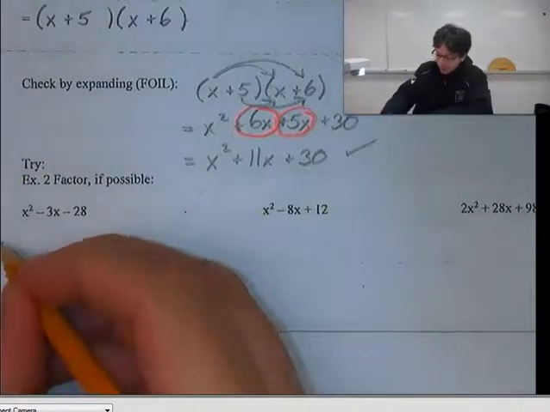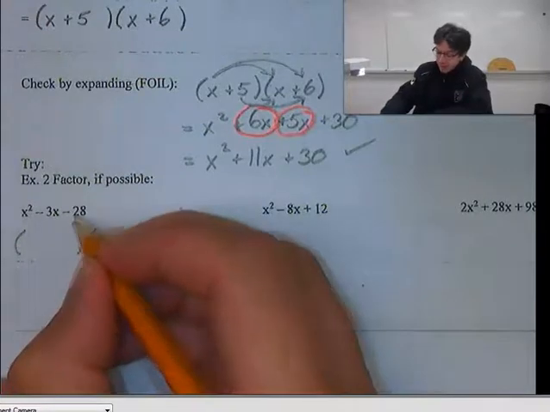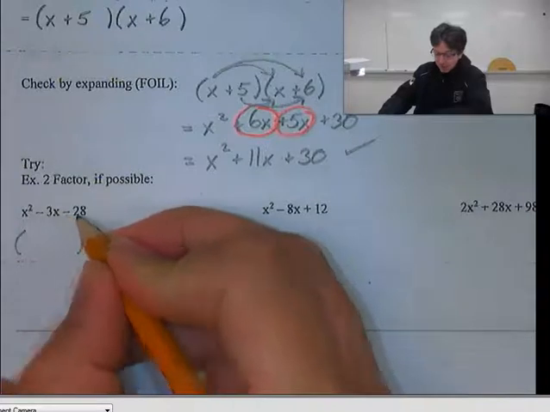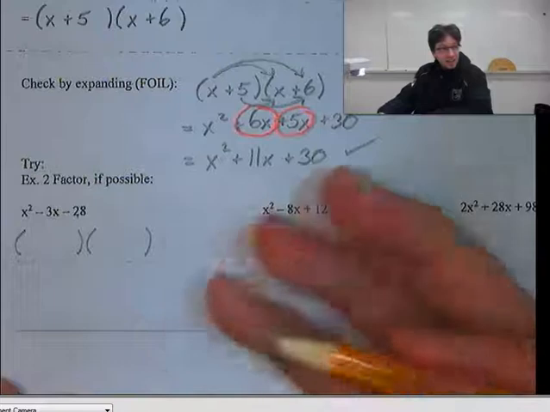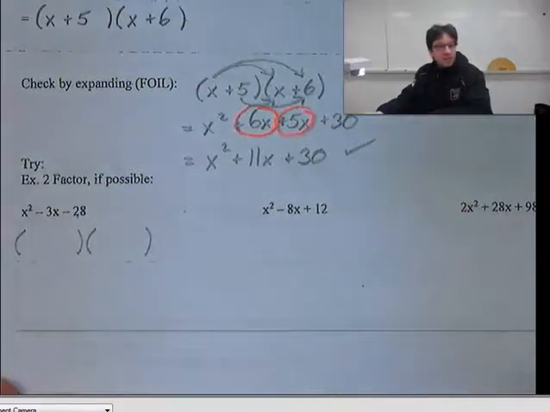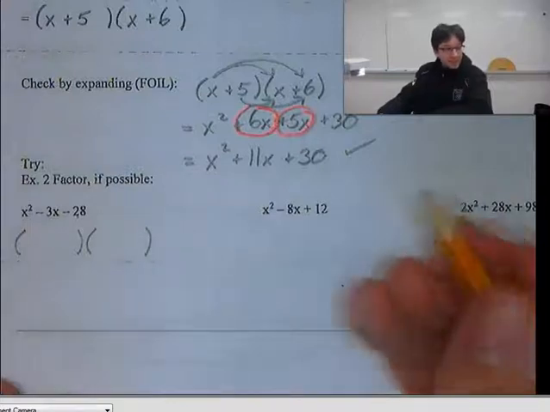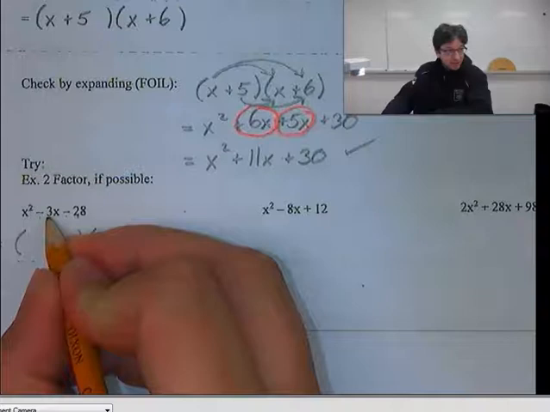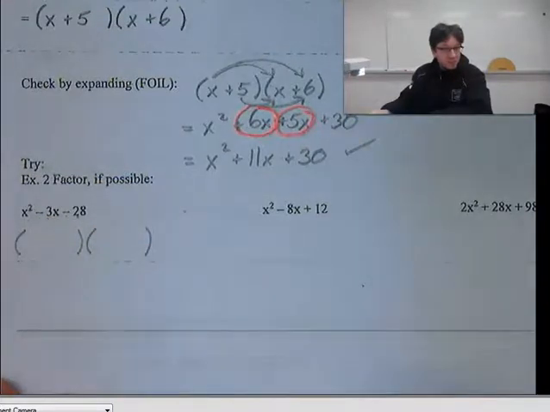All right, so let's try another example. So in this one, we need two numbers that multiply to give us negative 28. Remember, that negative is part of the coefficient. So two numbers that multiply to give you negative 28. And that should be a hint that one of the numbers should be negative and one of the numbers should be positive. Now they should add to give you negative 3. Okay, so if they add to give you negative 3, the larger number should be more negative.